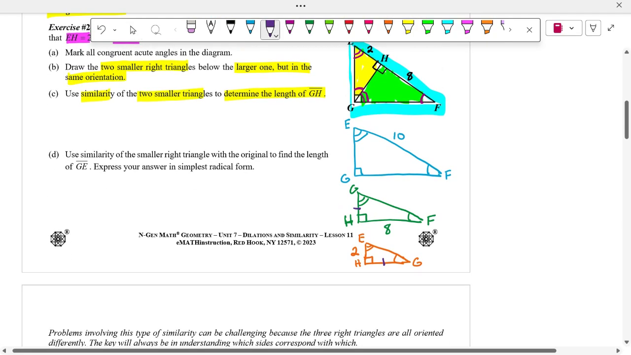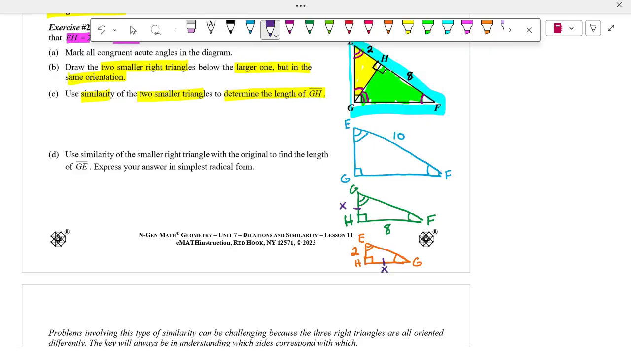So we're going to call both of these X. Now we're going to set up a proportion to solve for X. So let's do corresponding side with corresponding side. Let's start with the green triangle. Which number do you want to start with first, X or 8? Okay, let's just start with X.